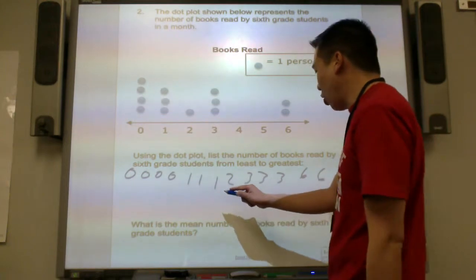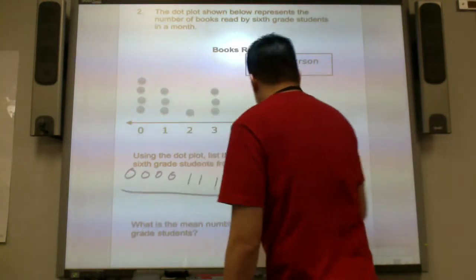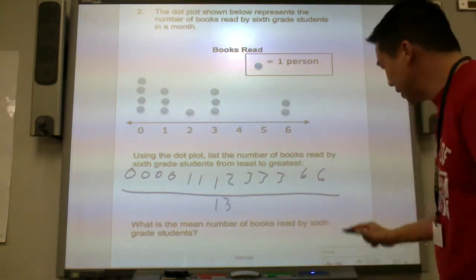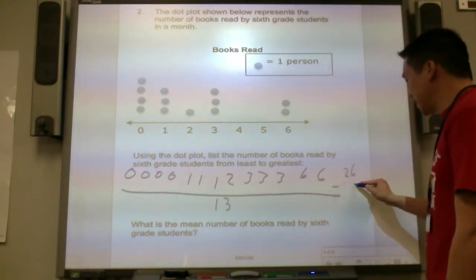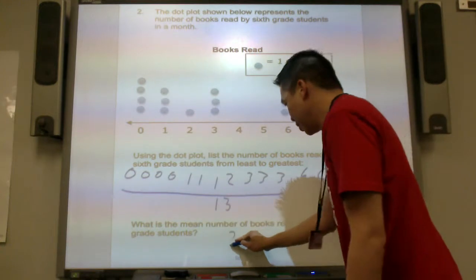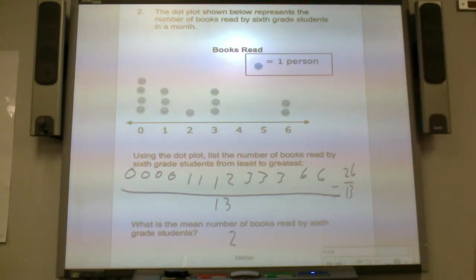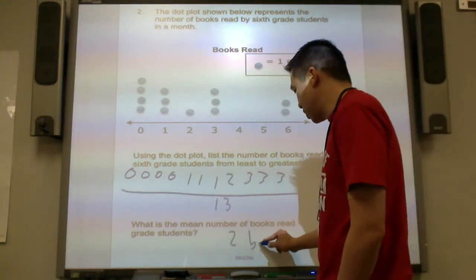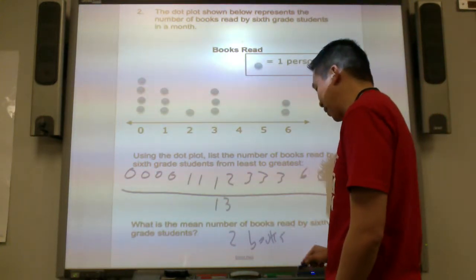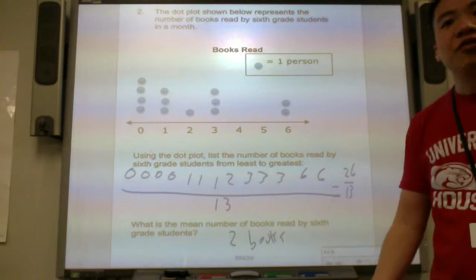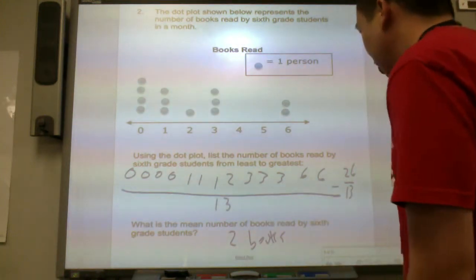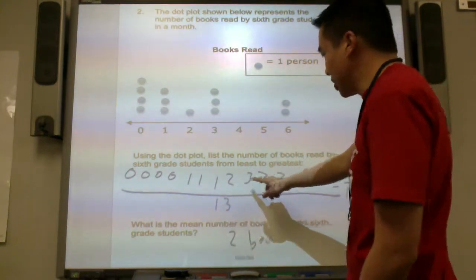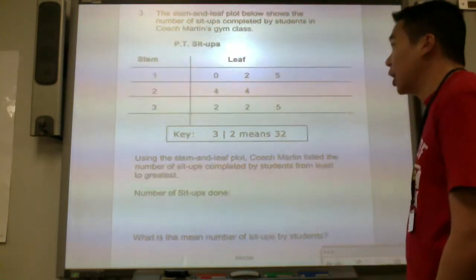So if you add up all of these numbers and divide it by 13 students, it adds up to 26 divided by 13. So what is the mean or average? So the average student will have read 2 books. 2 books is the mean or average. So mean is another word for average. So you take all the numbers, you add them all up, you divide by how many numbers there are, 13, divide it, you get 2.